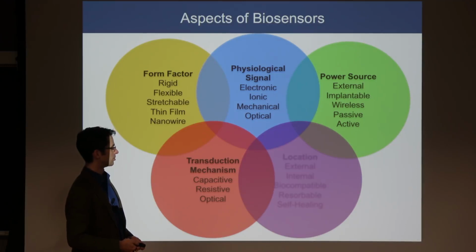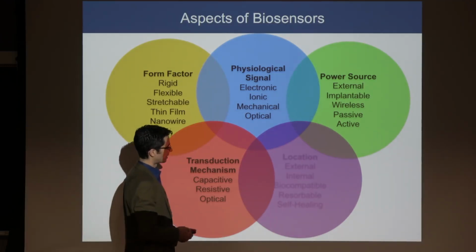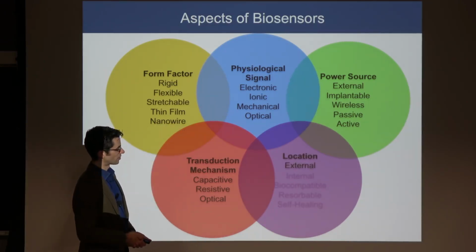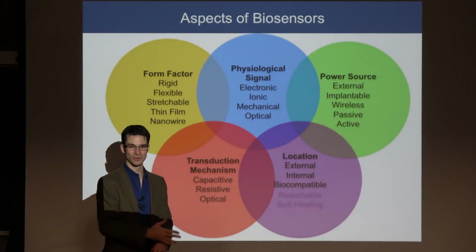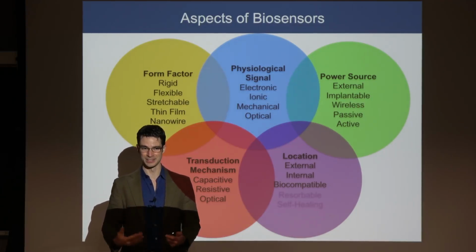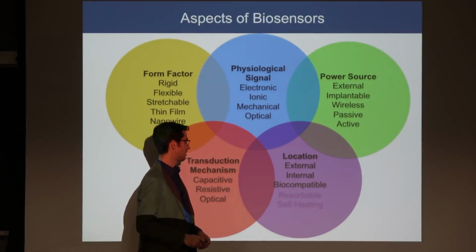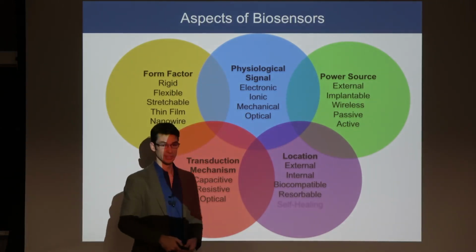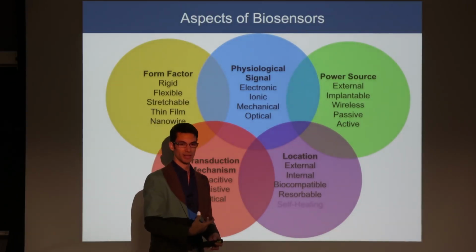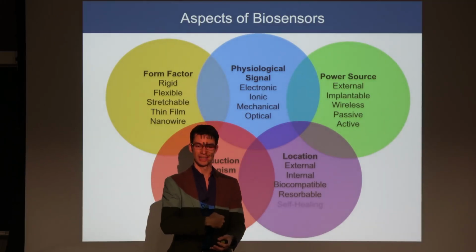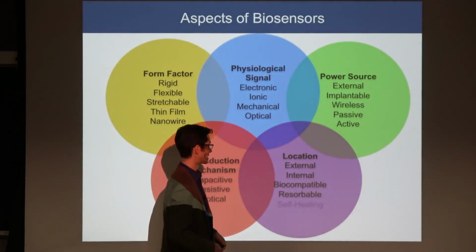And finally, the location determines basically everything else on this list, whether or not it's external or internal. We need to determine if it's external or internal, if it needs to be biocompatible so as not to induce a rash at best, or degrade into toxic byproducts at worst. If it's biocompatible, is it also resorbable? Like resorbable sutures, for example, that are made of hydrolyzable polymers that can be stitched in the body and then dissolve at some programmed time scale.